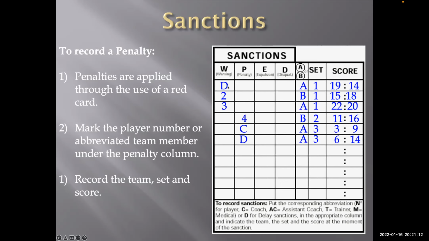Very unlikely that you're going to do much in sanctions at all. At most, you'll probably be doing the warning column, either delays or to players. And on the odd occasion, you might get to a penalty. It's very, very rare to get any further than that. Okay, any questions about how to record a sanction? All right.